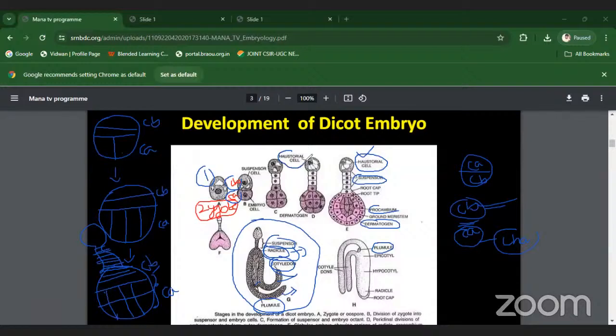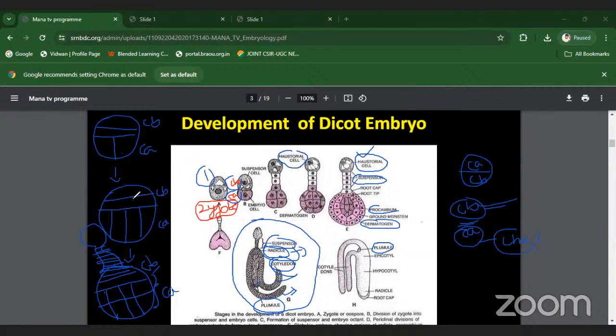Which one do you want, sir? CB cell, CA development? CB is simple. CB always continues with transverse division. Remember it.